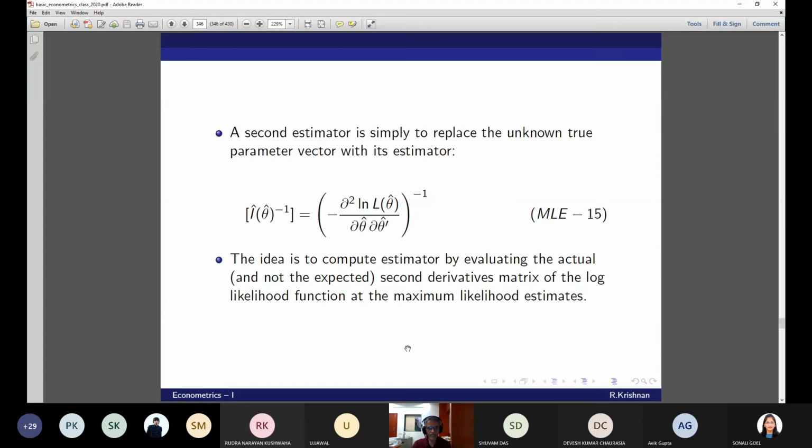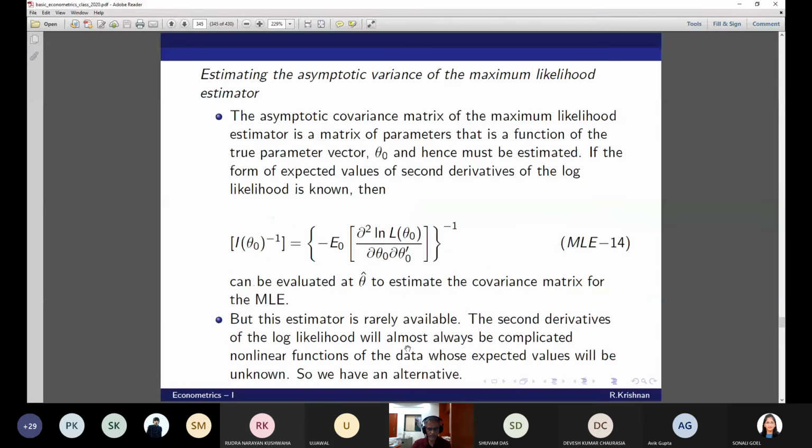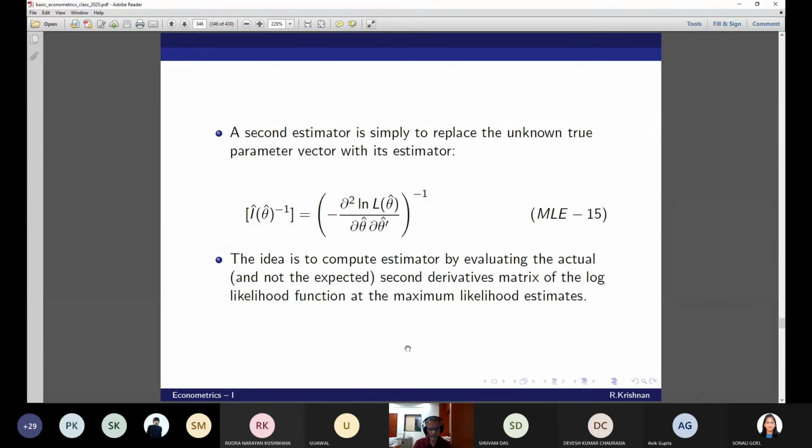So what is the alternative? The alternative is simply to use the estimator. Replace the unknown population parameter vector with the estimated parameter vector. The idea is to compute this estimator by evaluating the Hessian matrix of the log likelihood function at the maximum likelihood estimates.